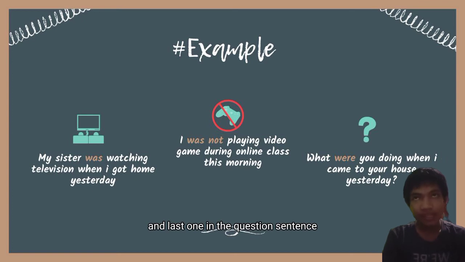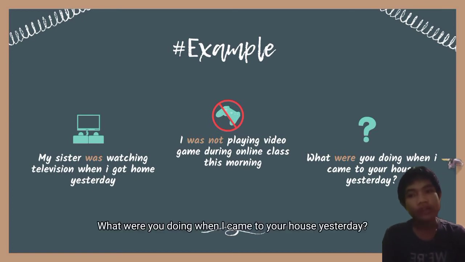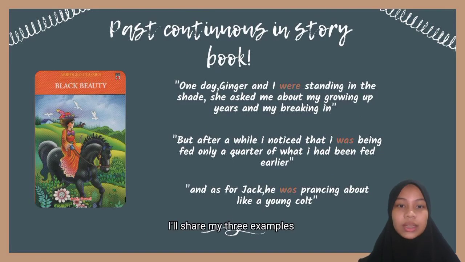And the last one, a question sentence: What were you doing when I came to your house yesterday? Now, I will share my 3 examples of the past continuous from the book that I read. The title is Black Beauty.